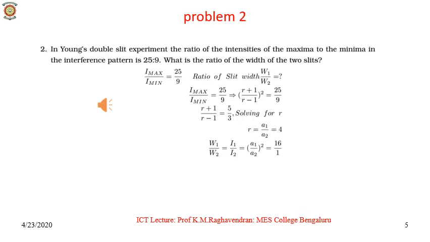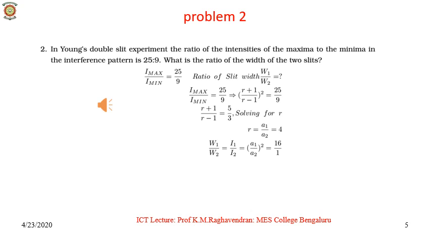In this problem, the problem states that in Young's double slit experiment, the ratio of the intensities of the maxima to the minima is 25:9, and we are asked to find the ratio of the width of the two slits. You will recall that the ratio of the slit width W1 by W2 is actually I1 by I2 or A1 by A2 whole squared. But since R is equal to A1 by A2, the correct solution would be to write W1 by W2 is equal to R squared. So we need to find out R.